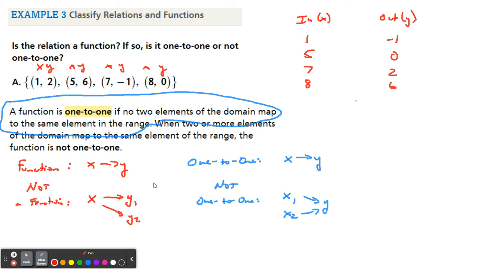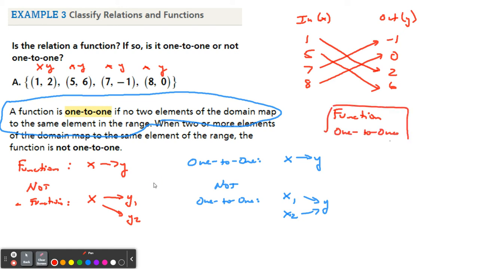So now let's go ahead and map them, right? So 1 is attached to 2. 5 is attached to 6. 7 is attached to -1. And 8 is attached to 0. And notice, each X goes to exactly 1 Y. This is a function. Notice that no 2 X's go to the same Y. No Y has 2 arrows going to it. This is also one-to-one. There we go. Nice. All right, so again, big talk about functions and one-to-one.